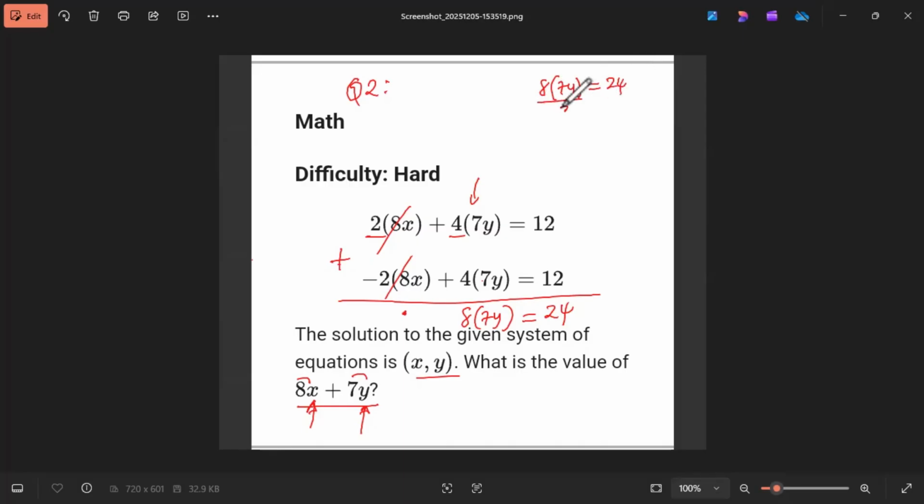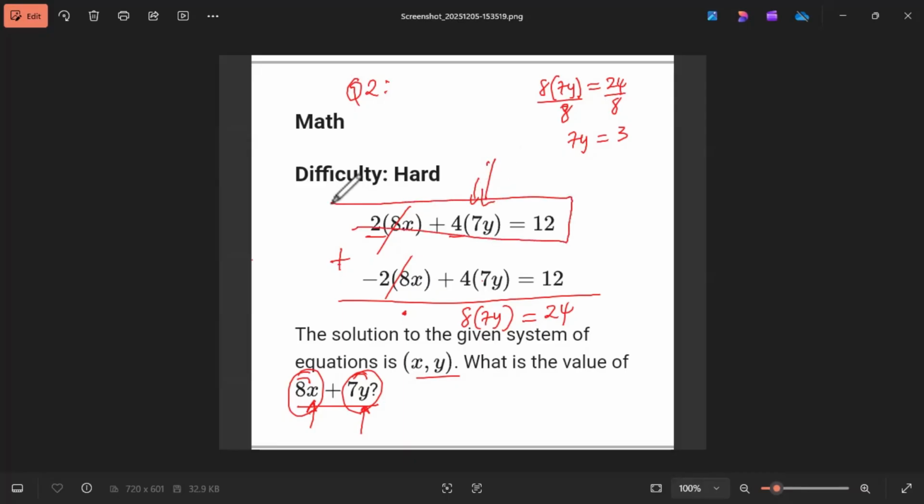You divide everybody by 8, and 7y equal to what? That would be 3, right? So 7y is 3. Do we need to start finding the value of y? It's not necessary, because we're looking for 8x and 7y. So now I have 7y is 3. I only need to plug in 7y into any of these equations.